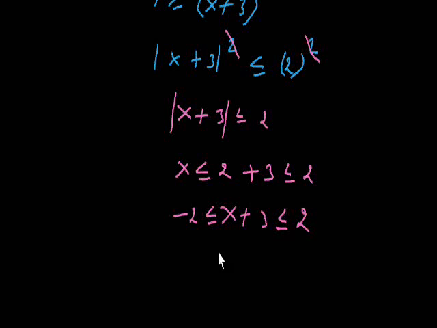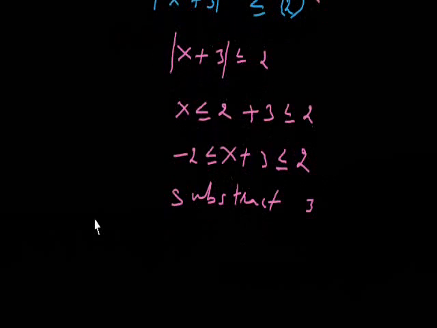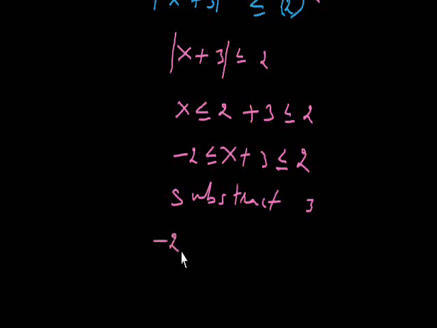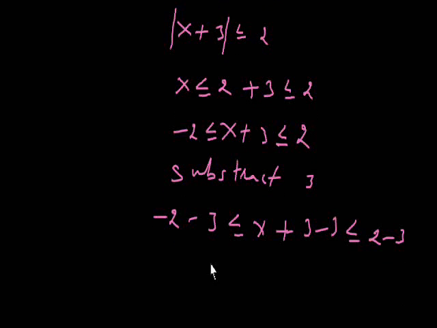Now subtract 3, see what will happen. Minus 2 minus 3 is less than or equal to x plus 3 minus 3, less than or equal to 2 minus 3. This will become minus 5, this will be x, and this will become 0, and this becomes minus 1.